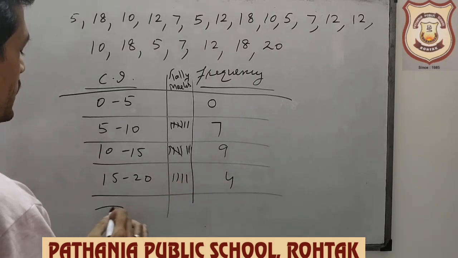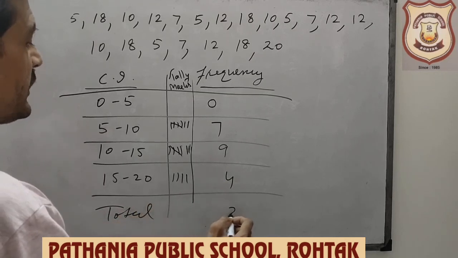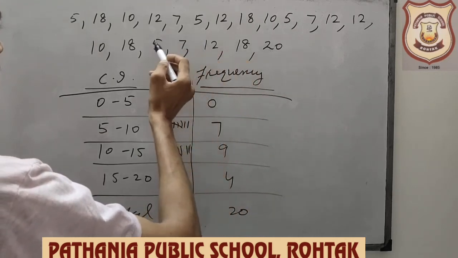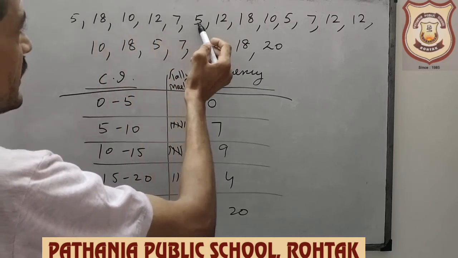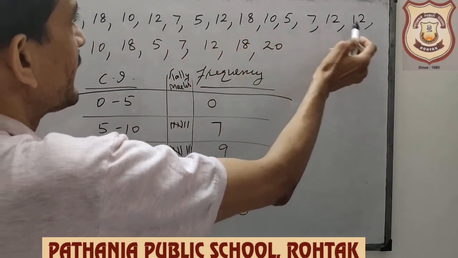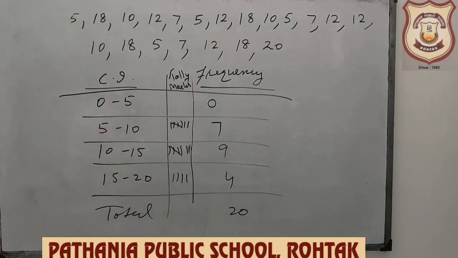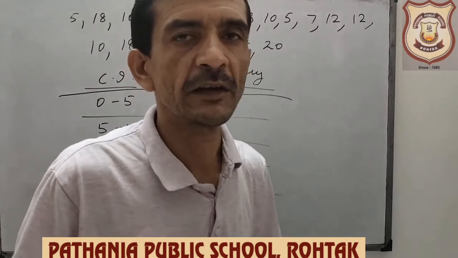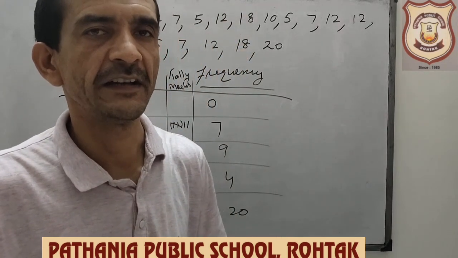So check the total number of students. These should be 20. 1, 2, 3, 4, 5, 6, 7, 8, 9, 10, 11, 12, 13, 14, 15, 16, 17, 18, 19, 20. So in this way you can construct the grouped frequency table by taking the appropriate width of class interval and make the data in the form of class intervals representing their frequency inside. So in this way, you can prepare any frequency table and you can read that.